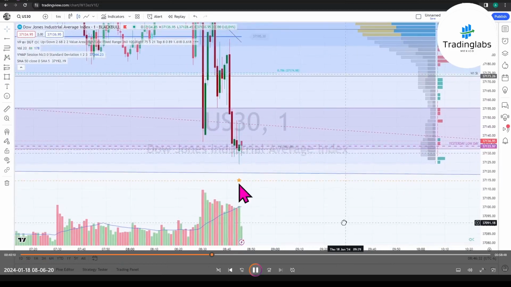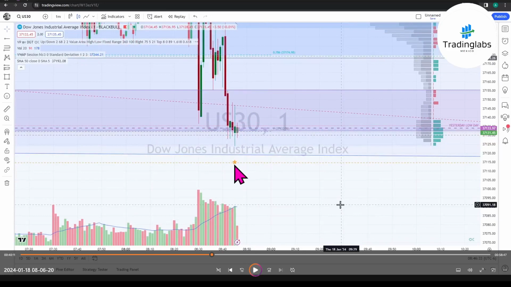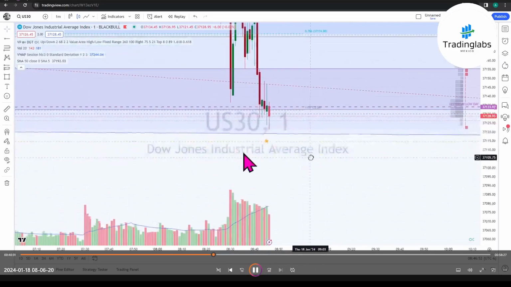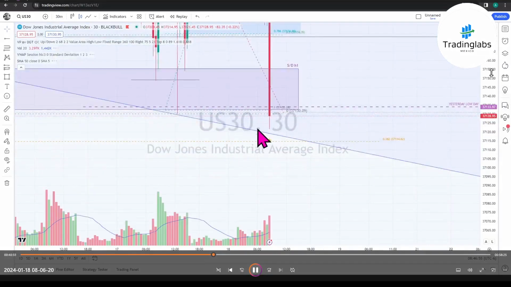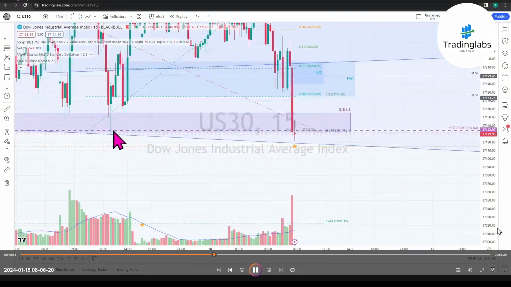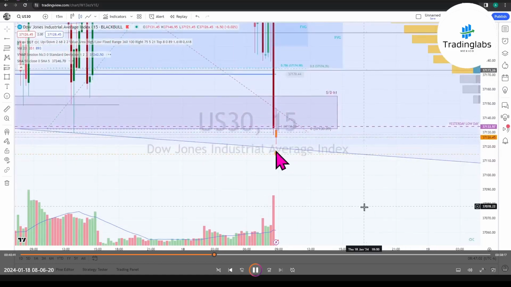I marked my point of entry here, but we have to react to the price. So I saw that the price was starting to react before reaching here. Actually, look at that. This is the bottom channel. I changed to 30 minutes to see, this is the bottom of the channel.